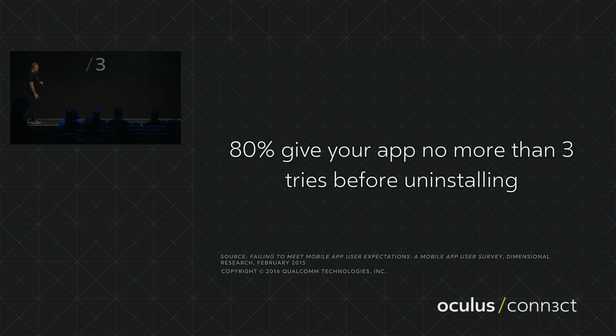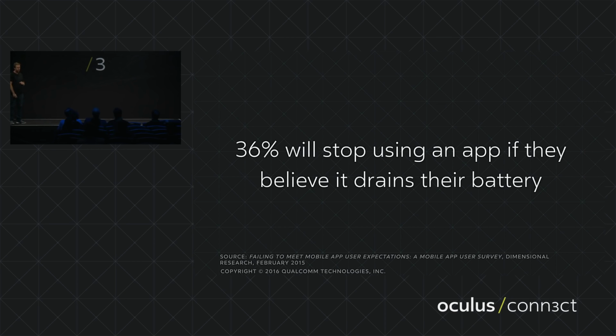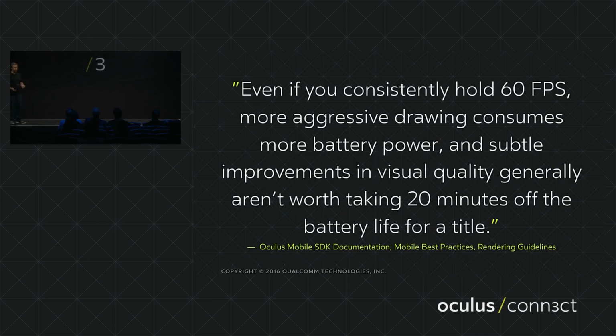80% give your app no more than 3 tries before uninstalling. 55% will blame you, the developer, for these problems. And 36% will stop using it if they find out that you're draining their battery. So these are all things that are relevant in VR, and Oculus themselves have said in their documentation that you want to be careful how you're using the system. If you're clocking the CPUs at too high of a frequency, then you're going to kill battery power. You don't want to be pushing the code too hard on mobile.